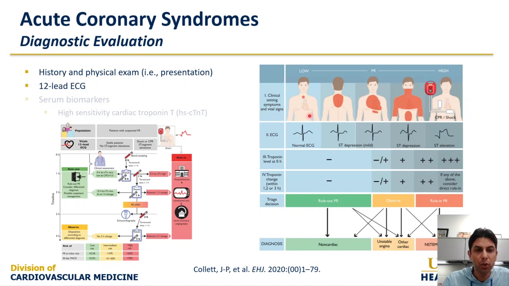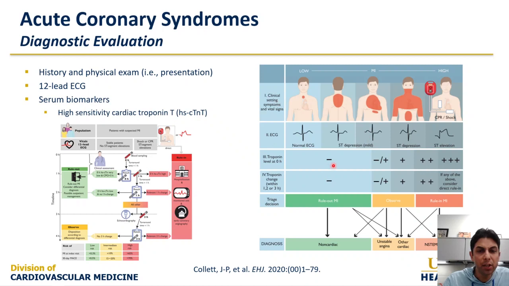The next part to this is that we're going to pay attention to the 12-lead ECG. If we see ST segment elevations, then we're going to be concerned for an ST segment elevation myocardial infarction. Whereas if we see ST depressions, that are severe or mild, we're going to think about non-ST segment elevation acute coronary syndromes like an NSTEMI or unstable angina.